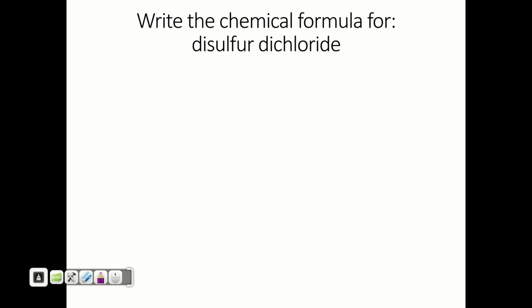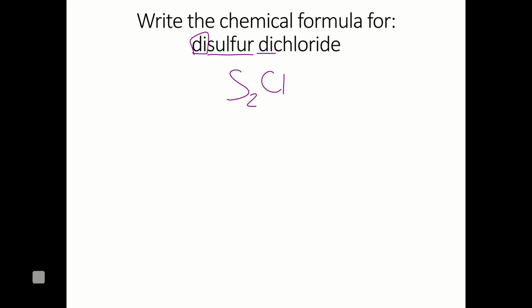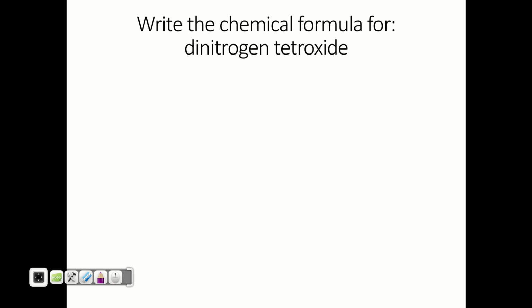Next. We can write it out, right? Sulfur chloride. So sulfur and Cl. But it's di. So how many sulfurs? 2. Dichloride. How many? 2. Okay. That's it. That's why I said this should hopefully be a little bit simpler.